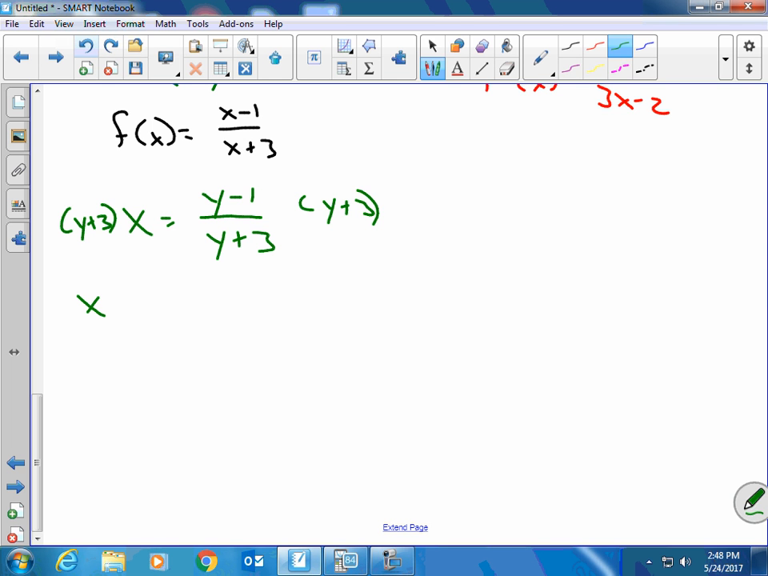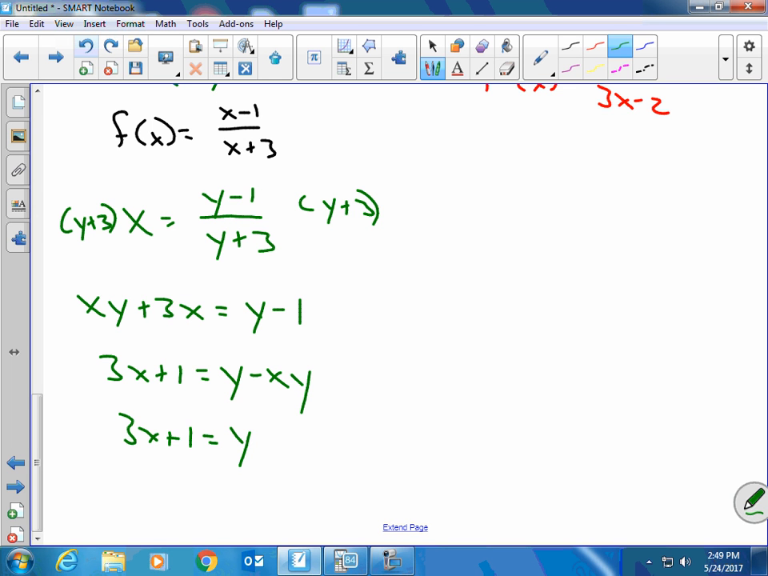And I get xy plus 3x, and I get y minus 1. I'll put all the y's on the right-hand side this time. I get 3x plus 1 equals y minus xy. 3x plus 1 equals y times 1 minus x, because I factored a y out of a y and I got 1. Final answer, y equals 3x plus 1 over 1 minus x. It's back in function notation.